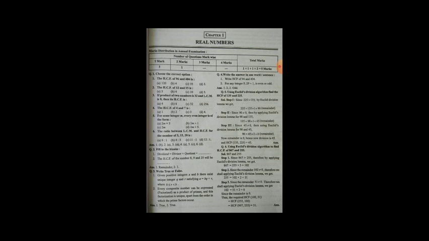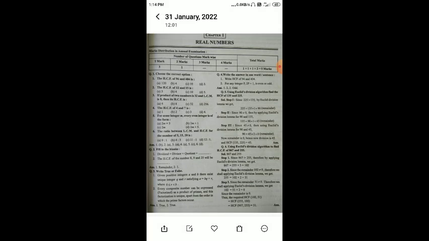Second question, second point of true or false is, every composite number can be expressed as a product of primes, and this factorization is unique apart from the order in which the prime factors occur. Now here, what do you mean by a composite number? Composite number is that number which is divisible by 1 and itself. So it is true that all prime numbers are composite numbers. So this statement is also true.